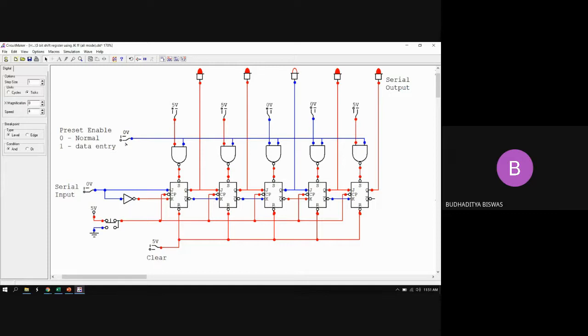On the occurrence of preset enable input as 1, the data are stored inside the register with the help of preset enable or the preset switch. And in this loading, we don't need the help of the clock pulse. No clock pulse is required for this particular loading. So that's why it is called asynchronous loading. Got it?